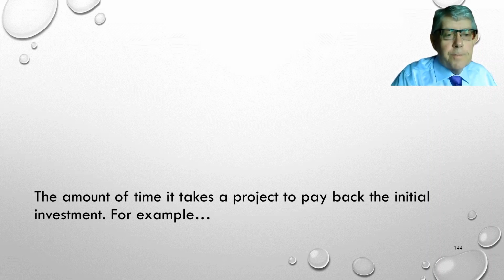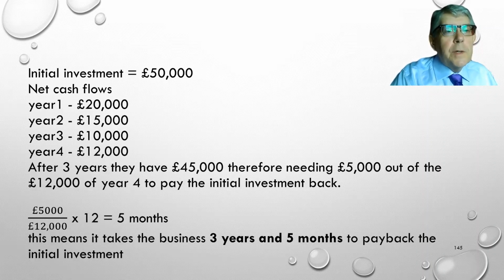For example, we have initial investment of £50,000, and then we have net cash flows over the following 4 years of 20,000, 15,000, 10,000 and 12,000. Now, after 3 years, we have a return of 45,000, but that means we haven't quite got our £50,000 back yet. Therefore, we need 5,000 out of the next 12,000 in year 4 to pay back the initial investment.